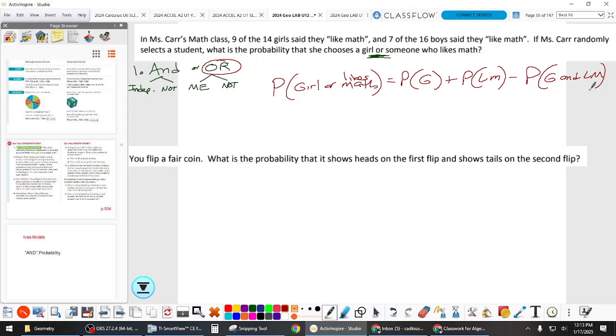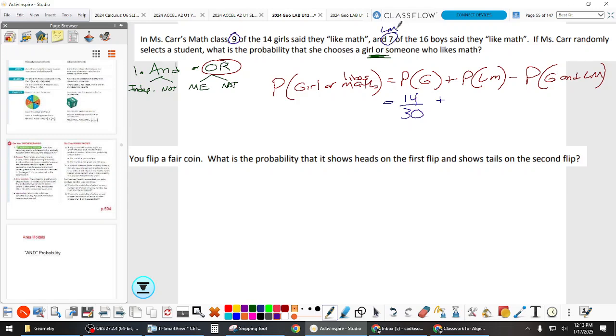How many of you are writing this out? I think it's really helpful to do that because it's basically a direct copy of your formula, so you know that it's set up correctly, and then we can just fill in numbers. All right, what's the probability of being a girl in this class? 14 out of 30, good. And then probability of liking math?